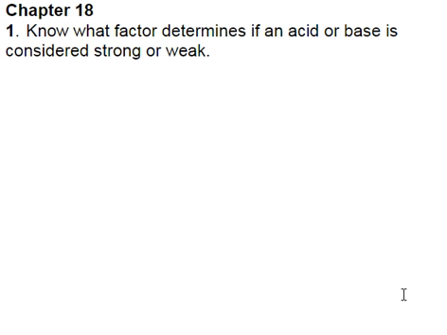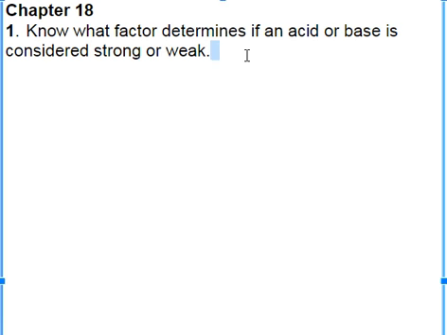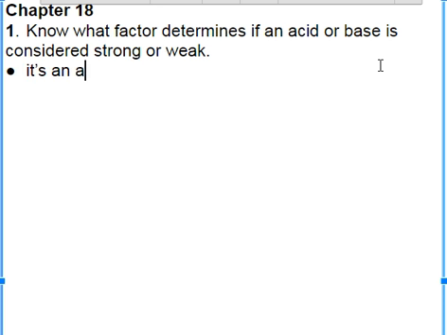The first objective for Chapter 18 says, know what factor determines if an acid or base is considered strong or weak. And that's a little bit simplistic for what all you should actually know, because Section 18.2 had a bit more to it than that. So first of all, it's an acid if what? What do acids do in solution?